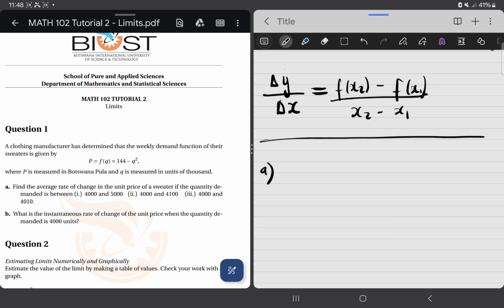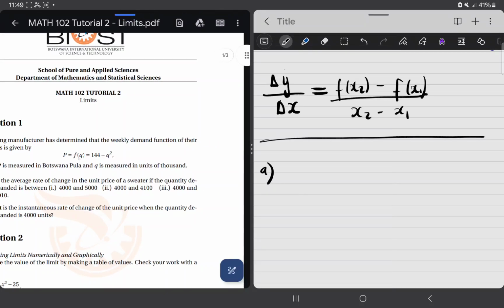Let's go through the solutions, because the first part says find the average rate of change. So average, the moment they say average, is change in y over change in x, right? And you're going to do that. Average rate of change in the unit price of a sweater. And what did you have? You didn't have f of x, you have f of q.